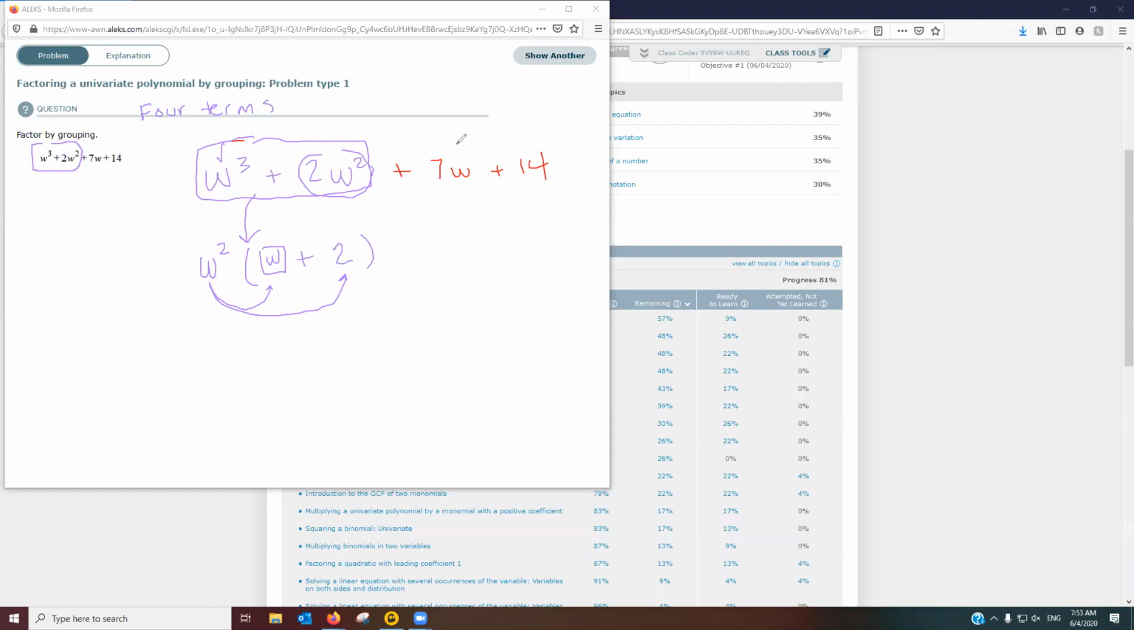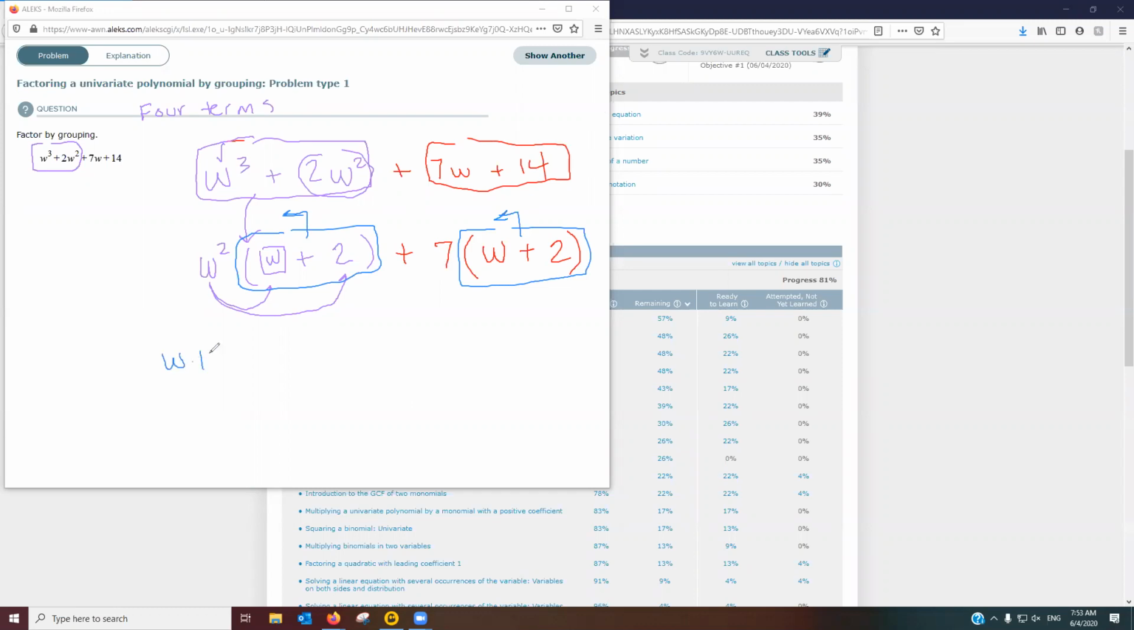All right, now I'm going to turn to these last 2 expressions, 7w plus 14. Well, I'm noticing there's a 7 in common that can be factored out. If I factor out a 7, I'm left with w plus 2. Now I check and see if the parenthesis is in common, and yes, it is. Here's a w plus 2 parenthesis. Here's another w plus 2 parenthesis. So I'm going to factor these out in front.